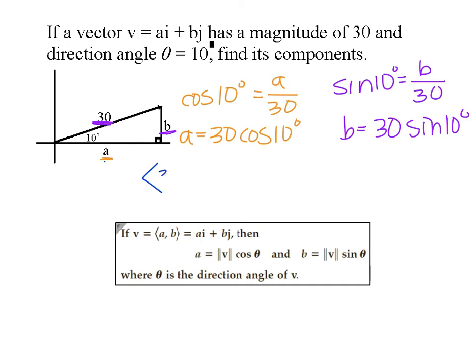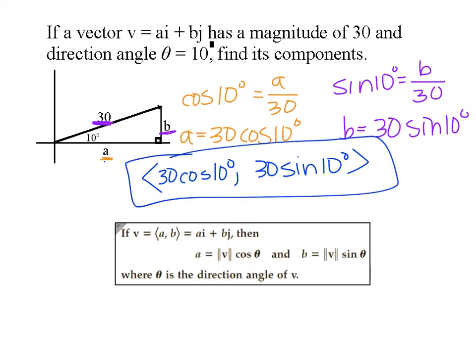So we're just going to say that for this vector, the components are 30 cosine 10 degrees and 30 sine 10 degrees. Cosine relates to the x-coordinate and sine relates to the y-coordinate, and you can remember that here with components. To get a, your horizontal or quote-unquote x-coordinate, you multiply the magnitude by cosine of theta. Then to get b, you use sine, because b is like your y-coordinate. So b is the magnitude of V times sine theta.